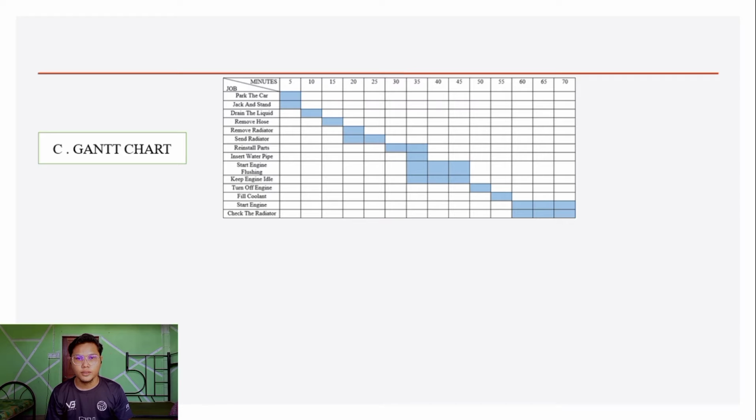We also start engine flushing and keep the engine idle. In minute 50, we turn off the engine and fill the coolant in minute 55. After that, we start the engine and check the radiator system from minute 60 to minute 70.